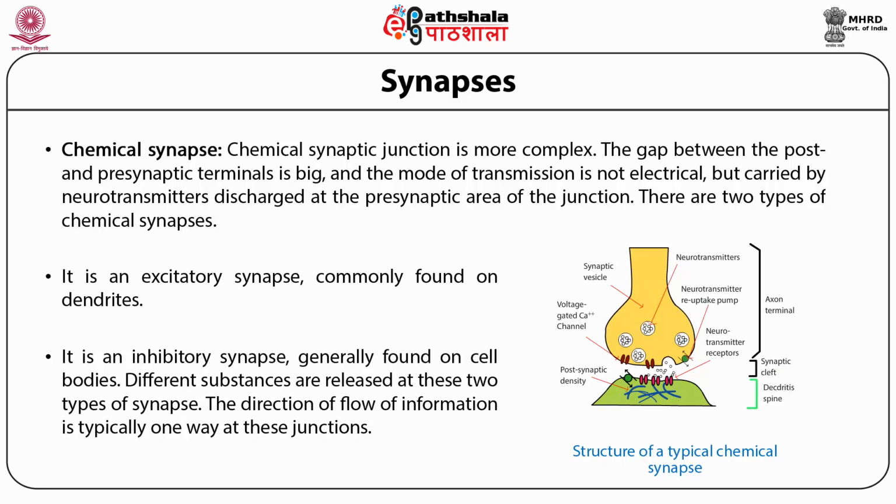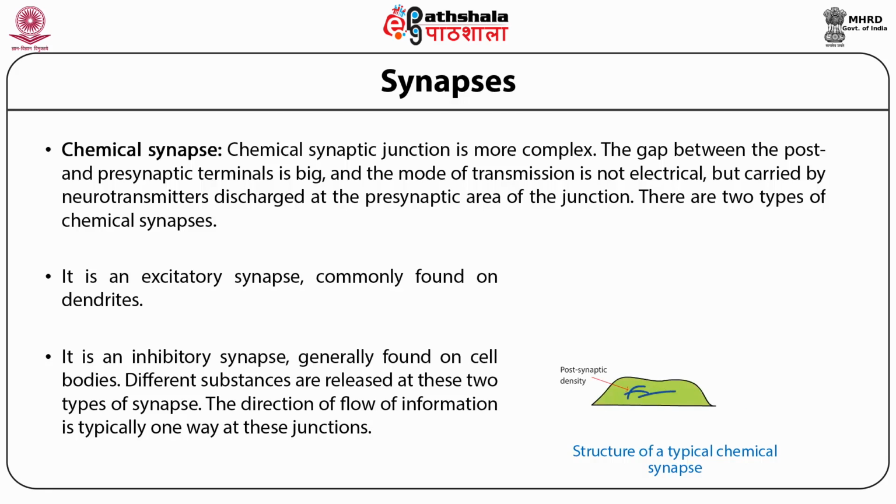In this structure, you can see a typical chemical synapse, with the presynaptic axonal or nerve terminals and the postsynaptic cell membrane.